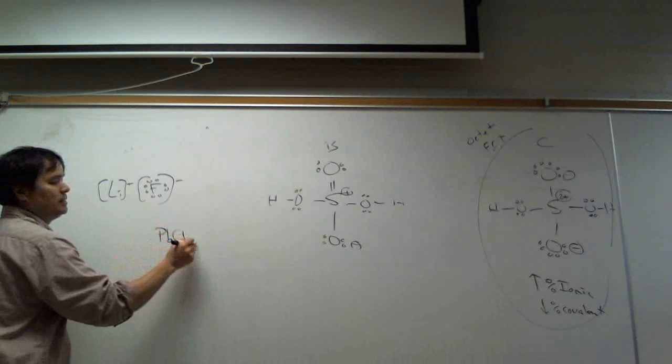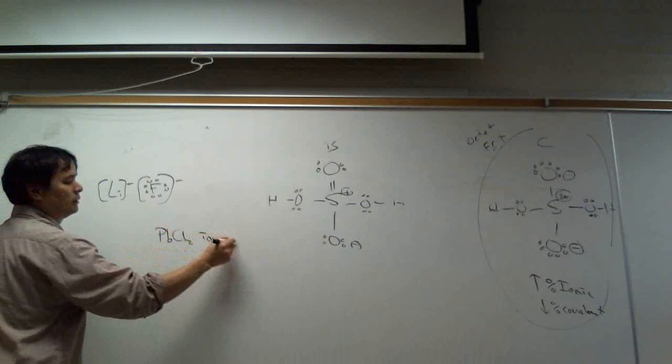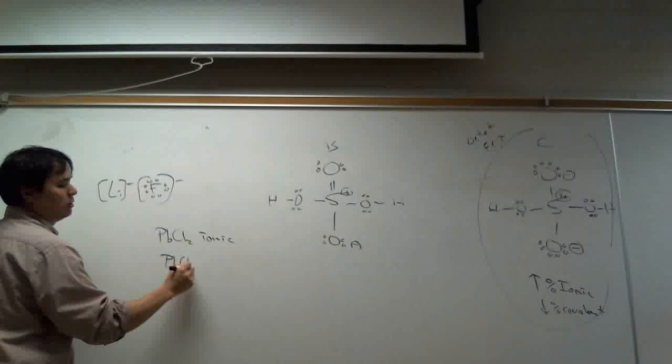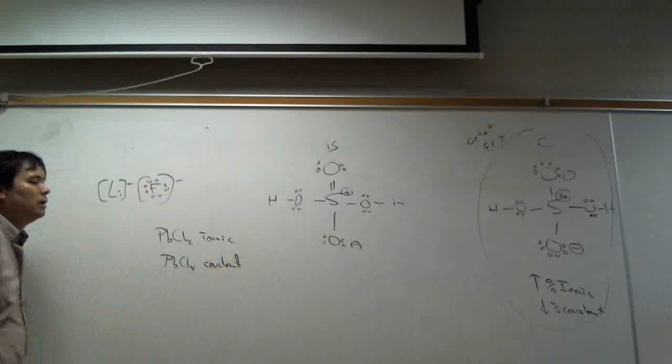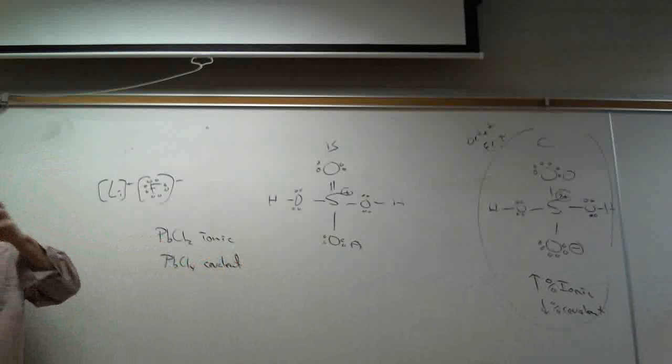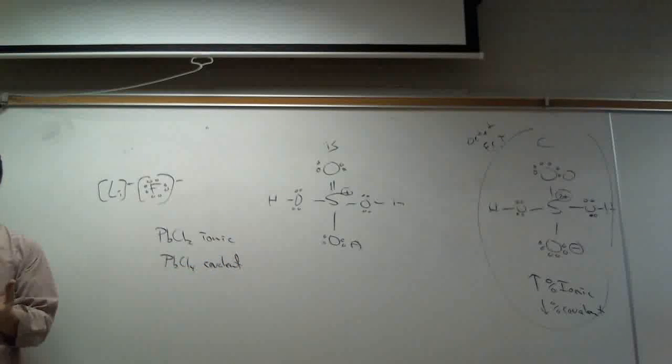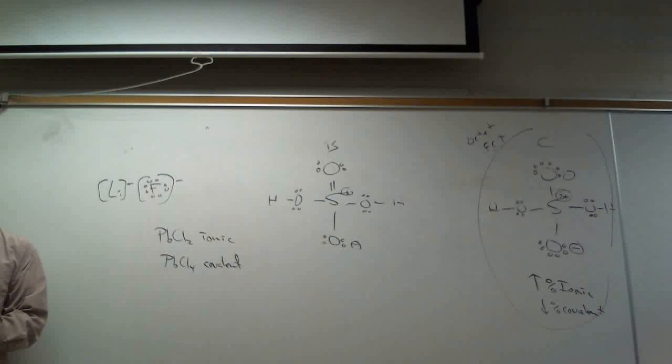For example, PbCl2 is more ionic. PbCl4 is more covalent. And so PbCl2 forms a crystal lattice of ions. PbCl4 forms molecules of PbCl4 because the bonding is so covalent. You see, so this is the take-home point.